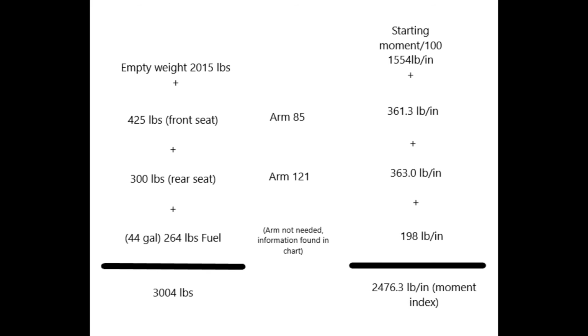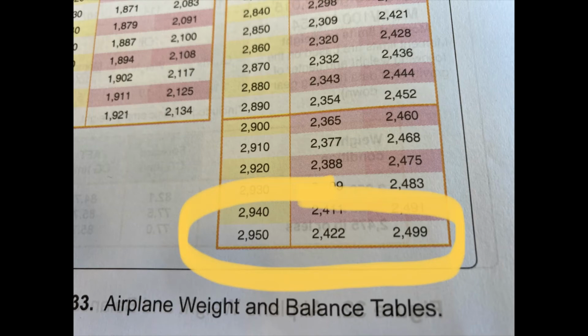So we add up our weights and get a total of 3,004 pounds. Then we add up our moment index and we get 2,476.3 pound-inches. So now looking at our moment and weight limits chart, we can see at the bottom right that our maximum allowable takeoff weight is 2,950 pounds, which, according to our former figures, is less than what we weigh right now. So we subtract that 2,950 pounds from our current weight and find that we are 54 pounds over our maximum allowable takeoff weight.